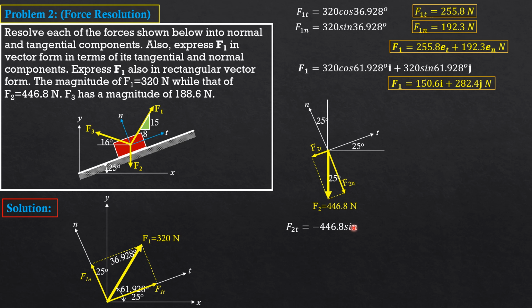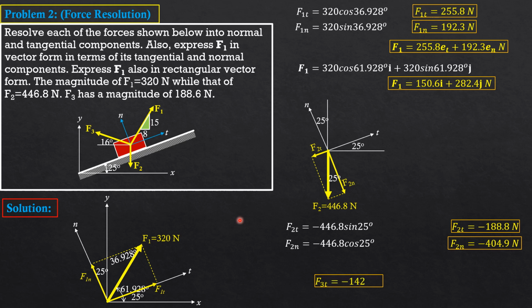So F2T is negative 446.8 sine of 25 degrees, and it is equal to negative 188.8 newtons, while F2N is also negative, opposite to the positive N direction, negative 446.8 cosine of 25, and it is equal to negative 404.9 newtons. Then, for your part, for F3, show that F3 tangential is negative 142.3 newtons and F3 normal is equal to positive 123.7 newtons. So the tangential component is negative, the normal component is positive. So that's it for your part.